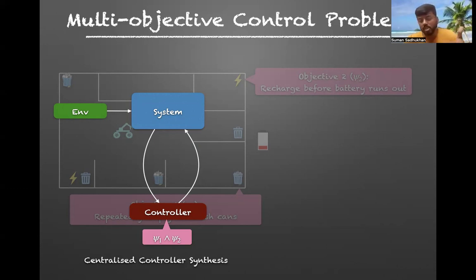We want to synthesize a controller for a given specification. So there are, say, two objectives. We can also, of course, take the conjunction of these two objectives and see whether a controller exists for this specification. And this is typically called centralized synthesis, like centralized controller synthesis.